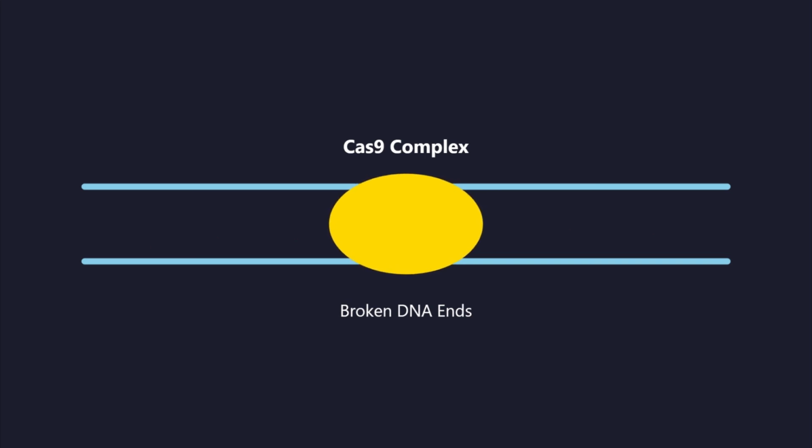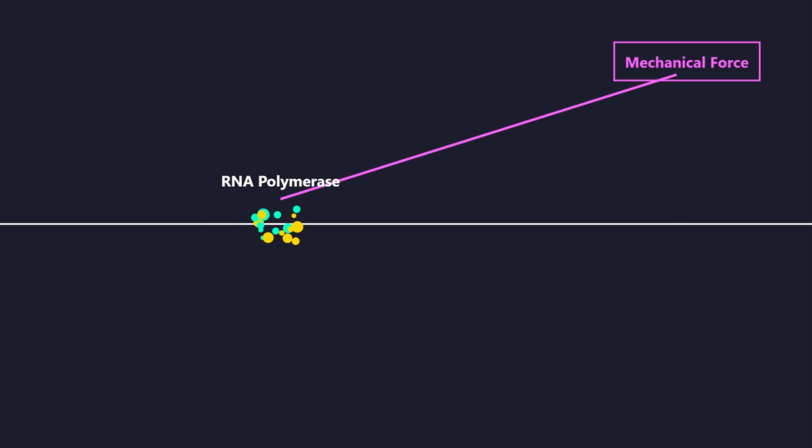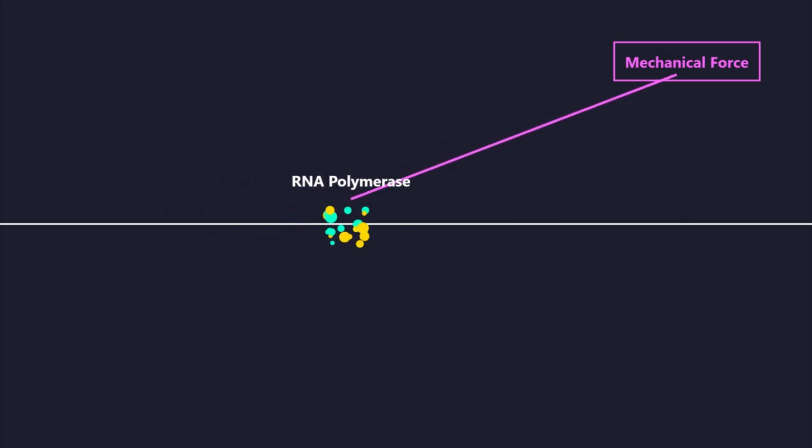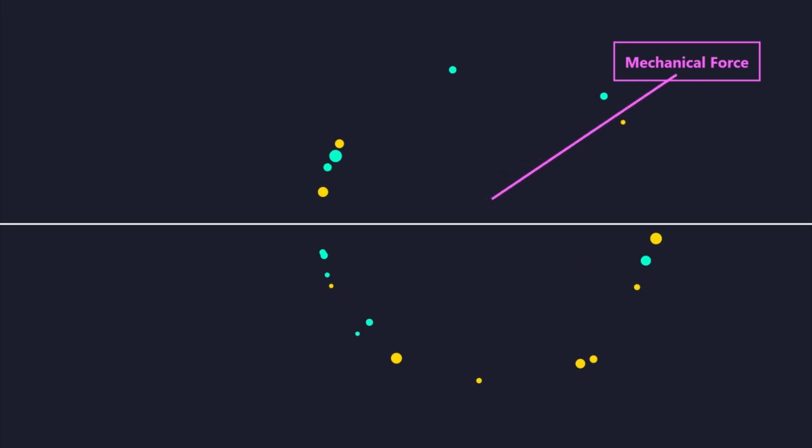After cleavage, Cas9 remains tightly bound to the DNA ends for an extended period. This high affinity prevents the broken ends from immediately reannealing before repair proteins arrive. Eventually, the complex must dissociate to allow repair. This can be facilitated by mechanical forces or the movement of ribonucleic acid polymerases along the DNA strand.